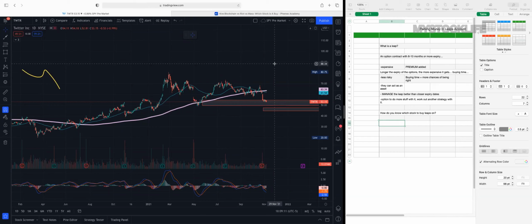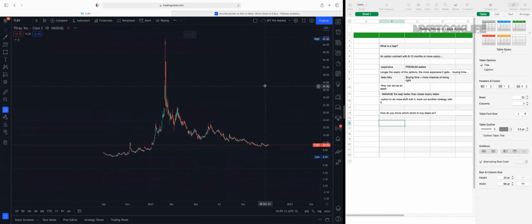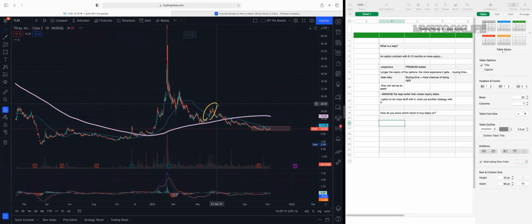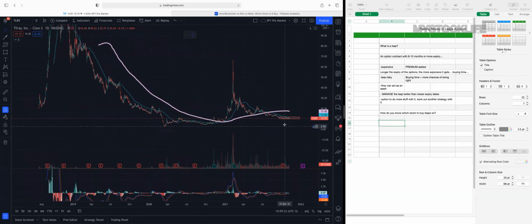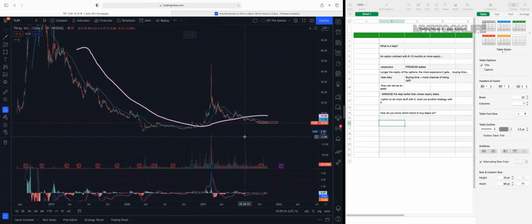So one stock right now is Tilray, the cannabis sector. This is a stock that had gone up a lot. This is just an example I'm giving you guys. You guys can give me your own tickers also. I want to interact with you guys and I can give you my opinion on whether I would buy leaps on that or not.